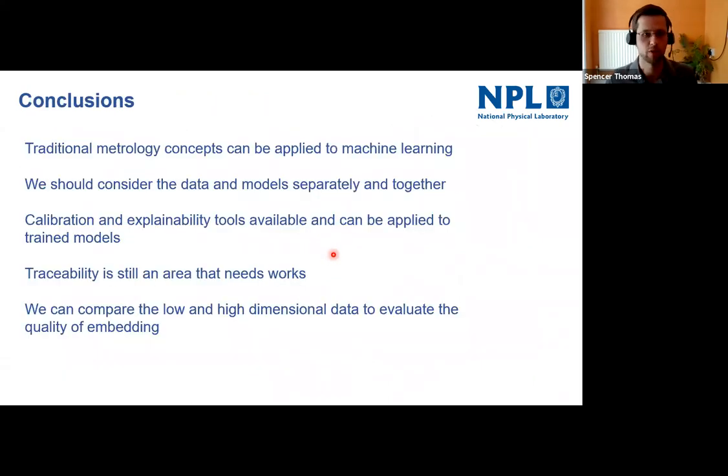There's just some brief conclusions now. So I've shown a few examples of how traditional metrology can be used in machine learning, and some references for those, and how and why we should consider models and data separately and together when we evaluate them. The calibration and explainability and how that can be used. Traceability is still an area we need to look at, and how we can compare low and high dimensional data, and then a bit on autoencoders.